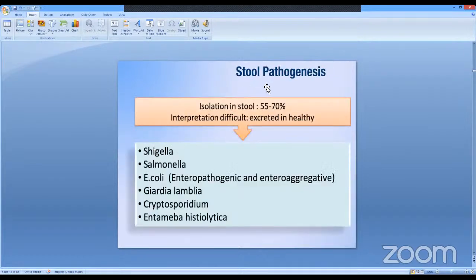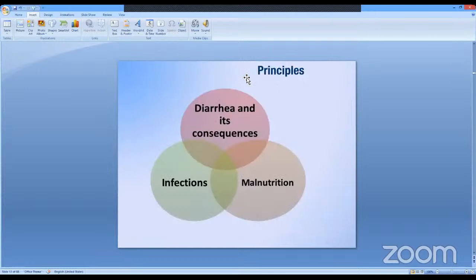Stool pathogens. Very often we send a stool sample for routine examination or isolation of the microorganism, but very rarely will that help, because those bacteria may be excreted normally in a healthy person. But if we analyze those organisms, mostly we will get Shigella, Salmonella, E. coli. In this E. coli, enteropathogenic or enteroaggregative, Giardia, Cryptosporidium, and Entamoeba histolytica. So recovery of a stool pathogen doesn't mean that the patient has that infection, because a healthy person sometimes may excrete those organisms in stool. So if we want to manage properly, we have to concentrate on diarrhea and its consequences, infections, and malnutrition.